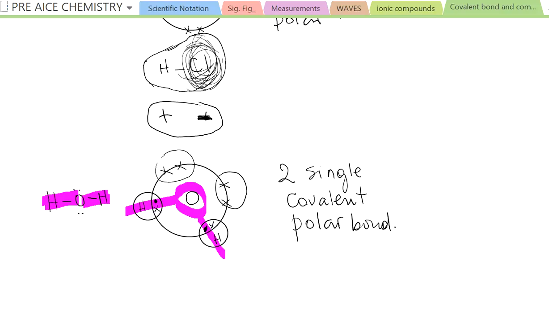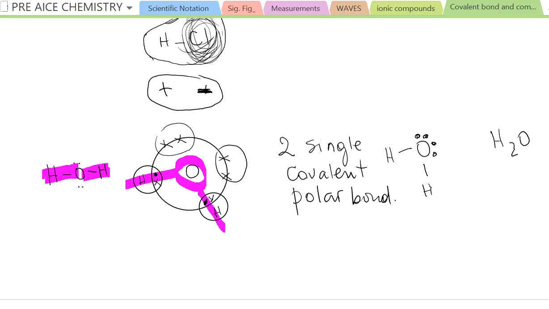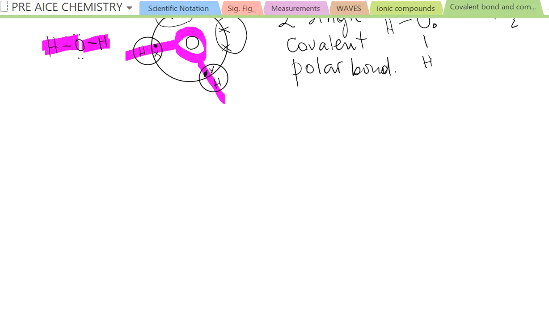Yes? How do we represent the display formula for water, guys? Oxygen, yes. 1, 2, hydrogen, hydrogen. And then remember to put the lone pairs, because those occupy space. Okay? And what about the molecular formula? H2O. Good?